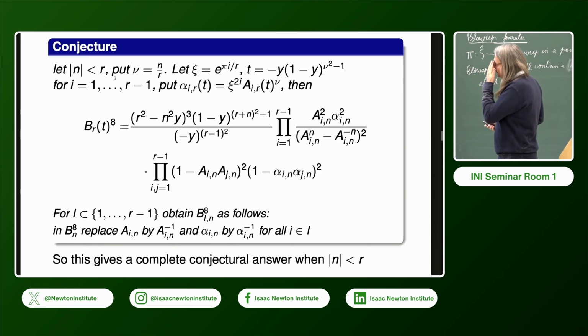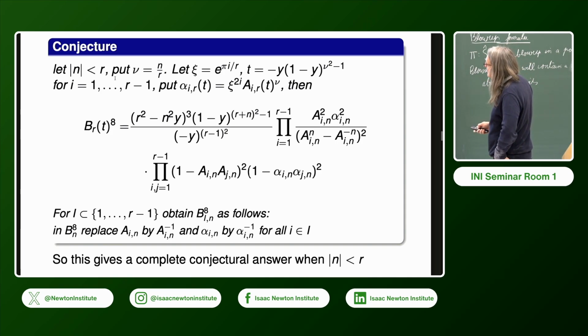And how nice the symmetry is, you can see if I take any other subset I, it is obtained from this BR as follows. In BR, we replace the AIN by its inverse and the alpha IN by its inverse whenever I is in I. So with this formula, I've given you the formula for all of them. And so this gives a complete answer when n is smaller than r.